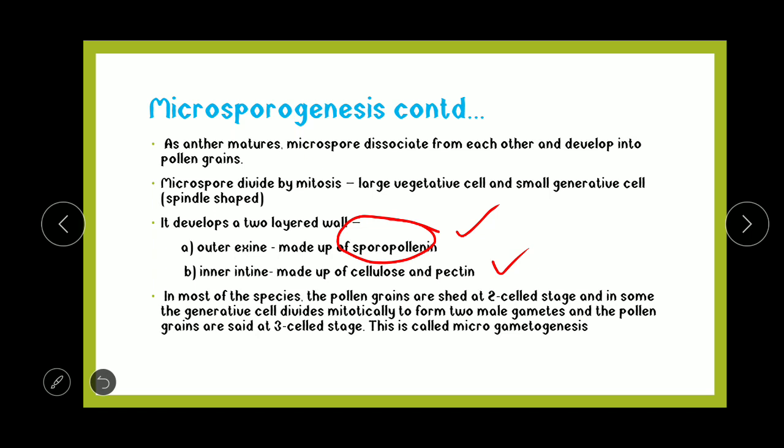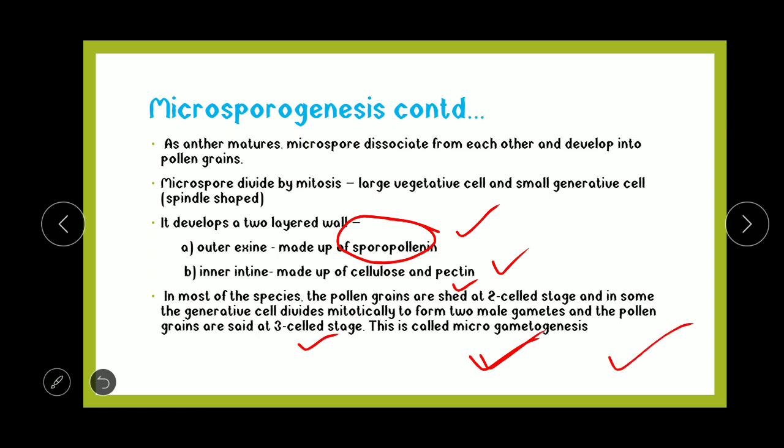The pollen grains are released from the flower and shed at the two-cell stage, that is, one is the vegetative cell and another is the generative cell. However, in some plants the generative cell divides mitotically to form the male gametes, and the pollen grains are shed at the three-cell stage. This is called microgametogenesis. So the formation of two male gametes from the generative cell of the pollen grain is called microgametogenesis.